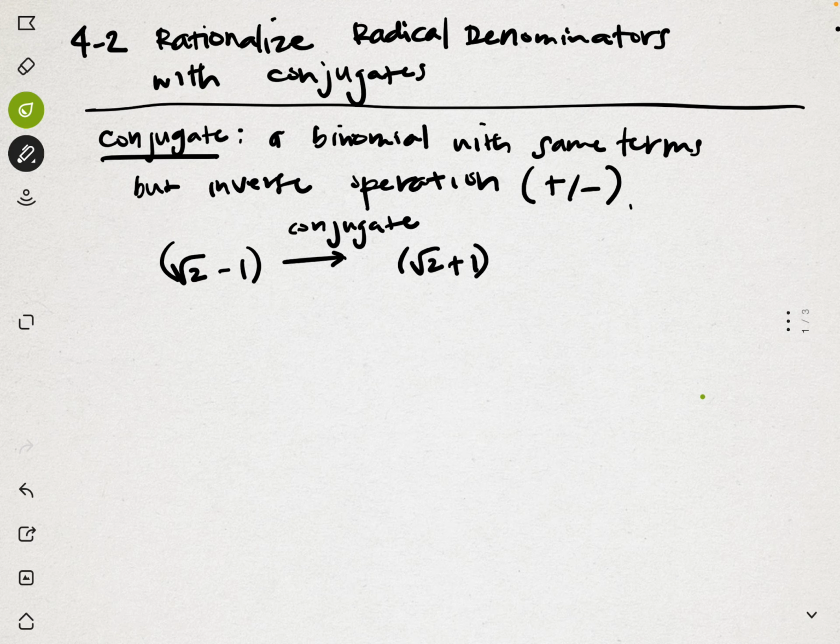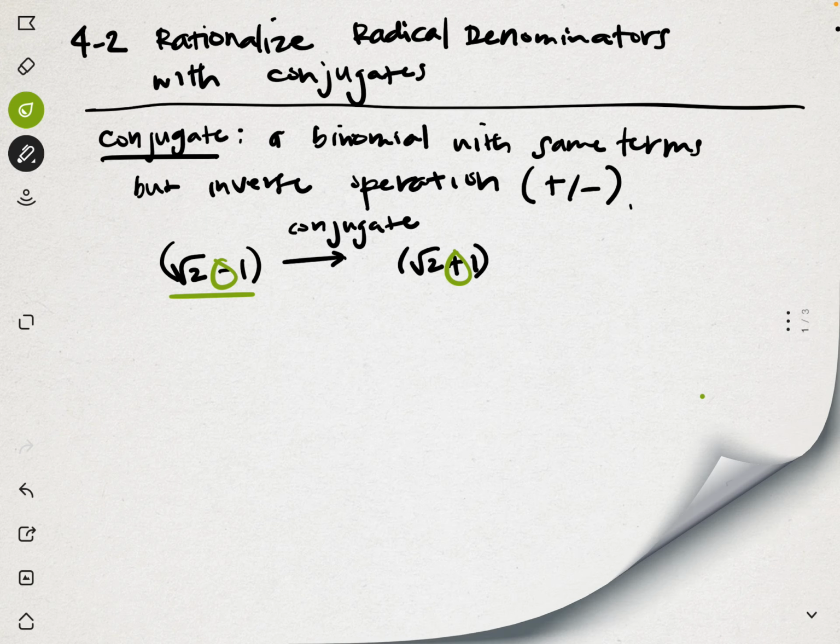So a conjugate is a binomial with the same terms but inverse operation. So what this means is that if we have a plus, then the conjugate has a minus. If we have a minus, then the conjugate has a plus. So if we're looking at square root 2 minus 1, then the conjugate of that would be square root 2 plus 1. Right, so it's just that we have the different operation. Alright, so if you can understand that, then the setup of this is not too bad.